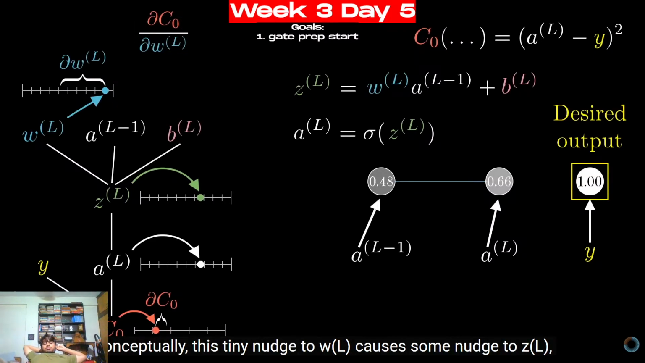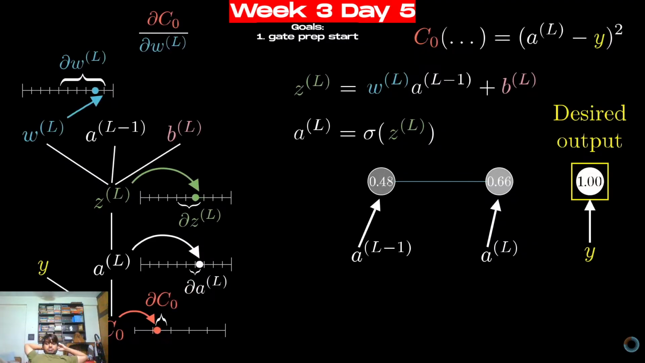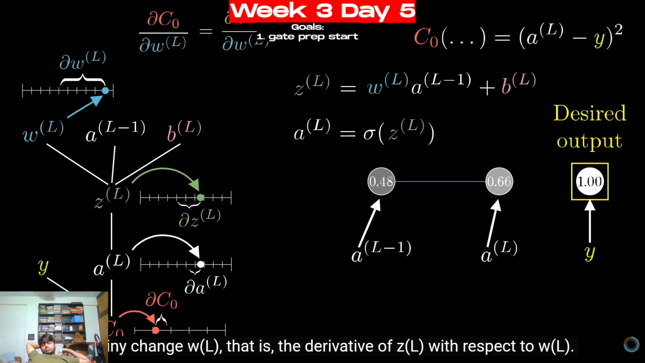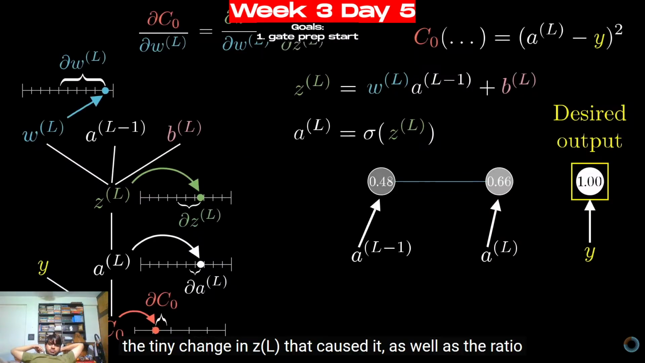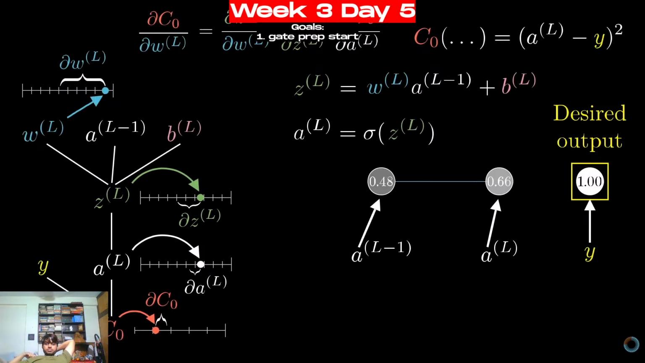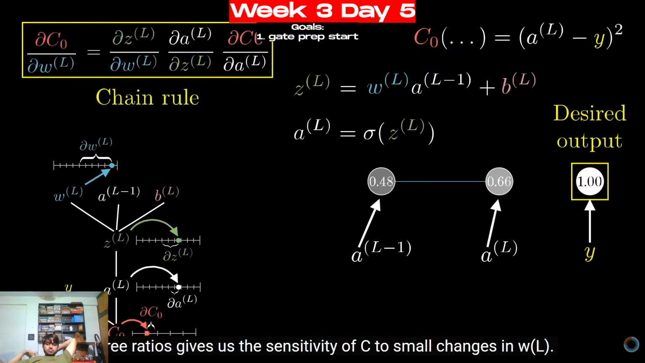Conceptually, this tiny nudge to WL causes some nudge to ZL, which in turn causes some nudge to AL, which directly influences the cost. So we break things up by first looking at the ratio of a tiny change to ZL to this tiny change in W. That is, the derivative of ZL with respect to WL. Likewise, you then consider the ratio of the change to AL to the tiny change in ZL that caused it, as well as the ratio between the final nudge to C and this intermediate nudge to AL. This right here is the chain rule, where multiplying together these three ratios gives us the sensitivity of C to small changes in WL.